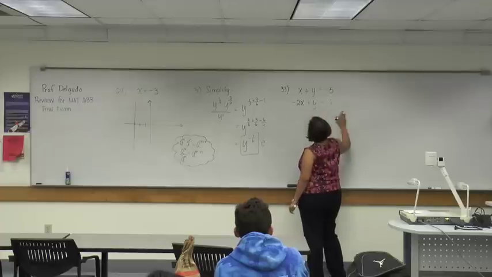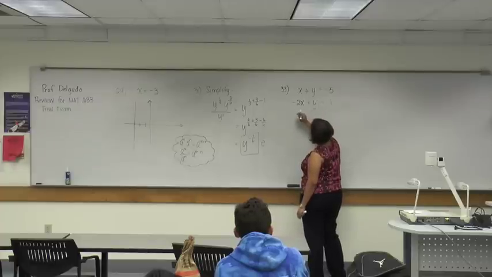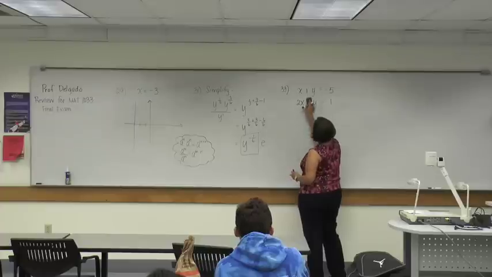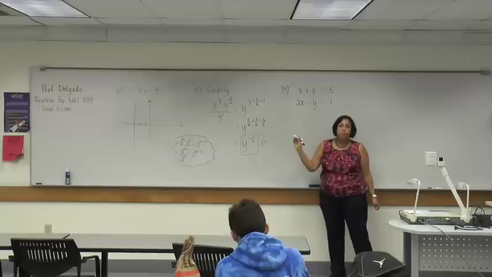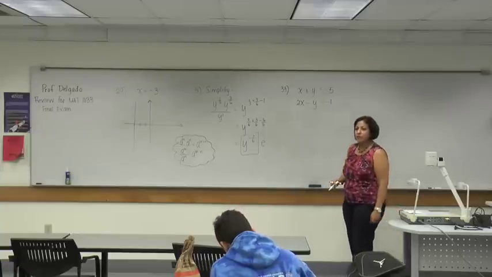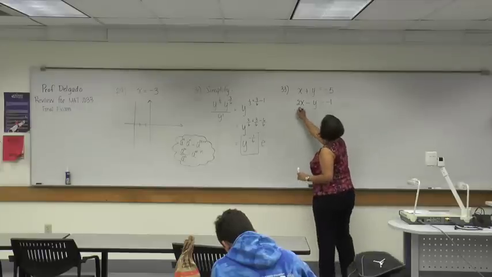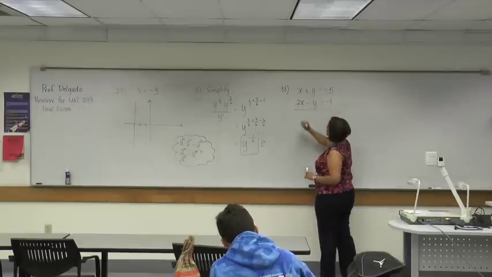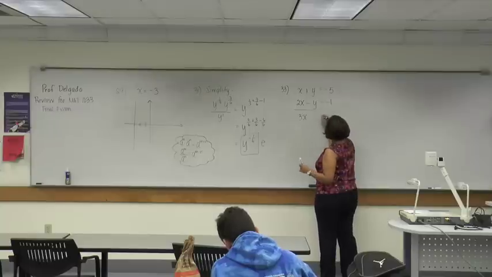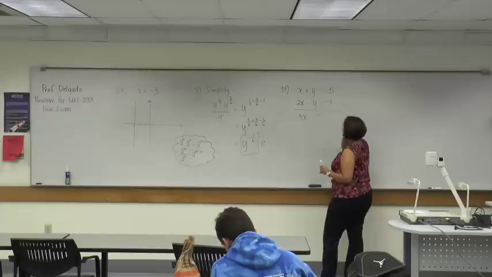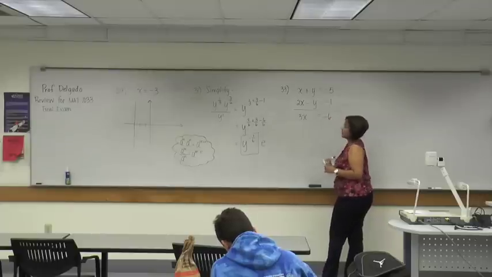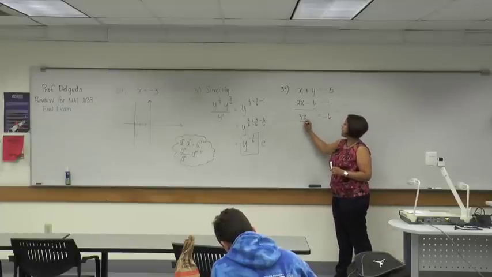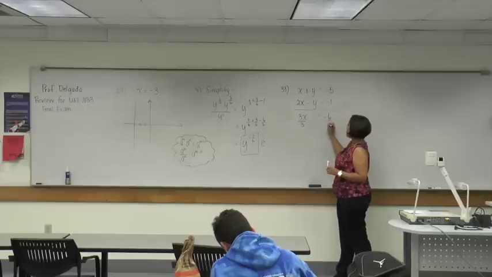So to subtract the second equation, I just need to go in and change these signs, right? Mm-hmm. I'm going to make that positive, I'm going to make that negative, and I'm going to make that negative. So all I did was I multiplied the second equation by negative 1. And now I'm going to add like terms. X plus 2x is 3x, y minus y is 0, and negative 5 plus negative 1 is negative 6. Divide both sides by 3, and I get x is equal to negative 2.